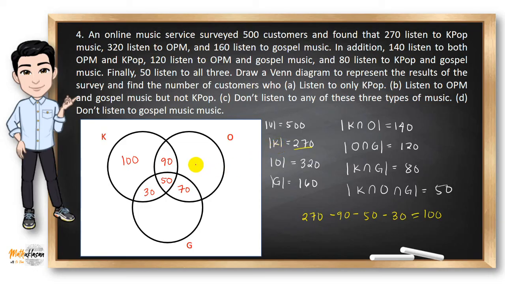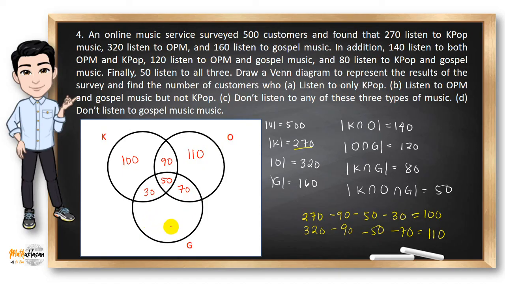Now, how about those customers who listen to OPM only? To get that, identify the cardinality of O, which in this case is 320. So 320 minus 90 minus 50, this one, and minus 70. And the answer is 110. So meaning there are 110 customers who listen to OPM only.